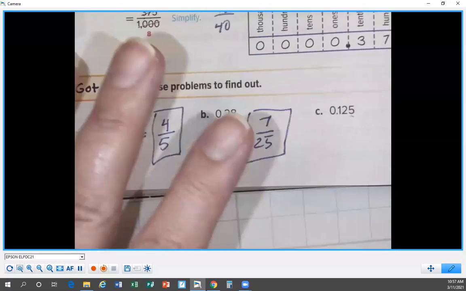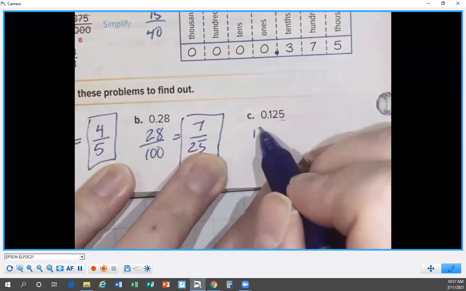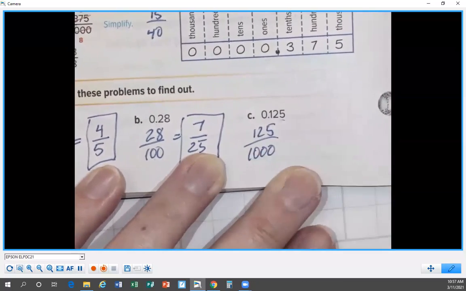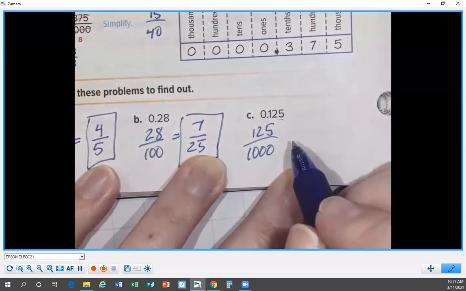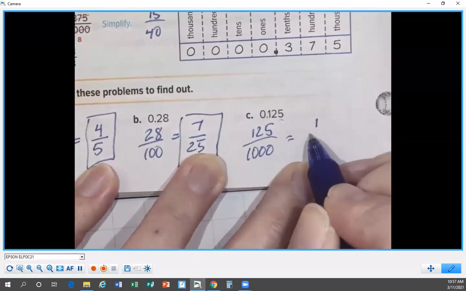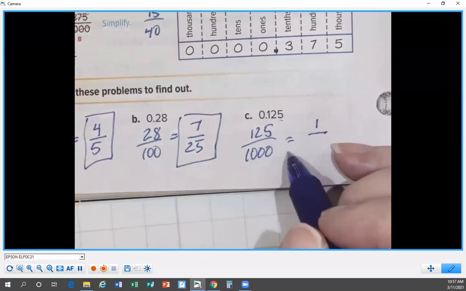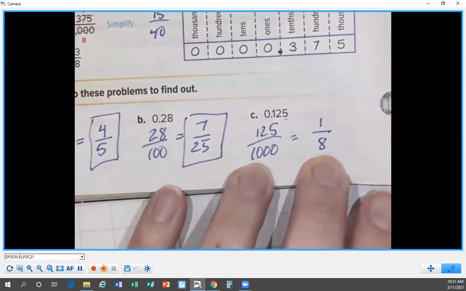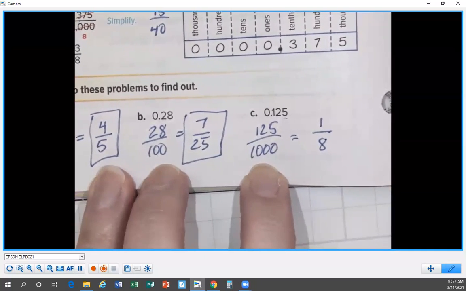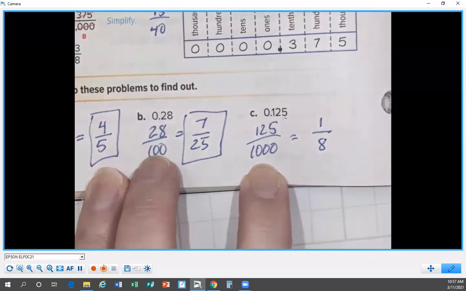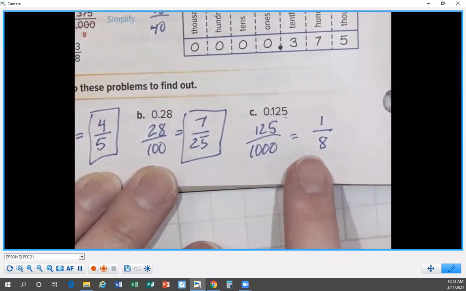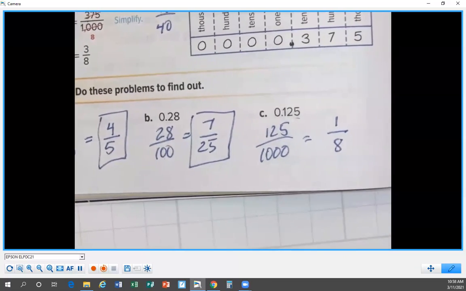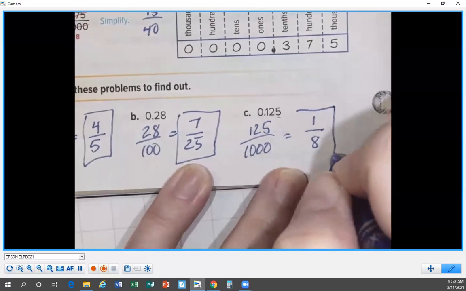So when we write this, we're going to write it as 125 thousandths. Okay, and then these numbers are both divisible by 125. Okay, 125 goes into 125 one time. 125 goes into 1,000 8 times. And if you think of half of 1,000 is 500, half of that is 250, half of that is 125. So you can think of it just breaking it down. An eighth of 1,000 is 125. So the GCF here was 125.